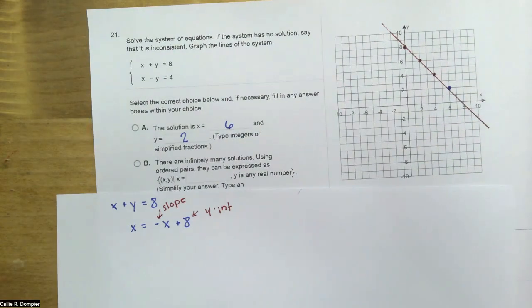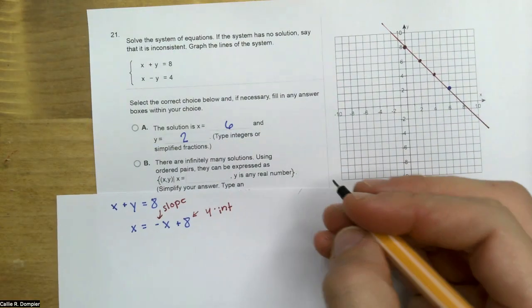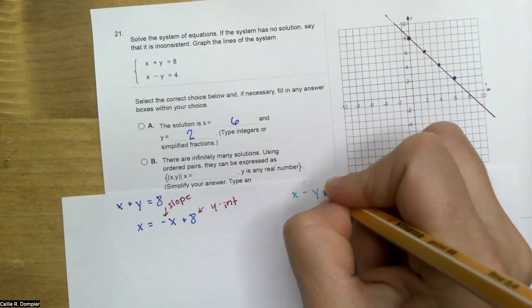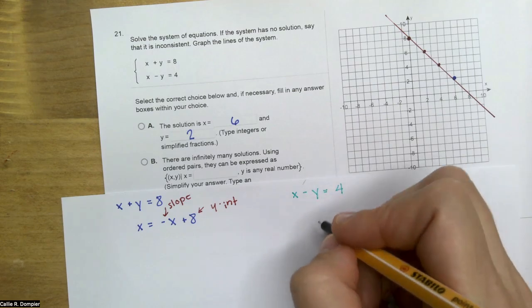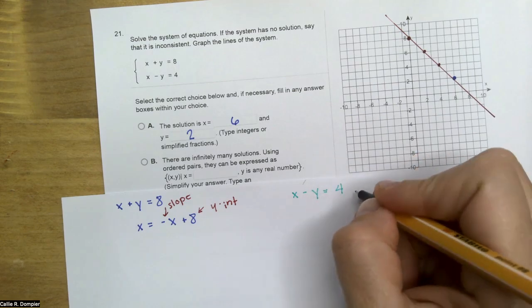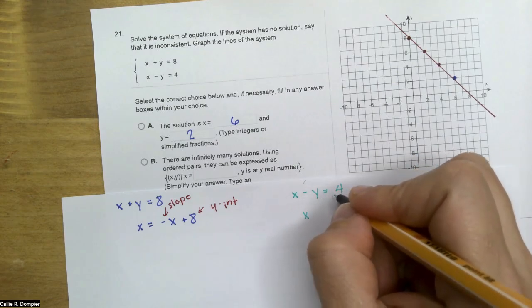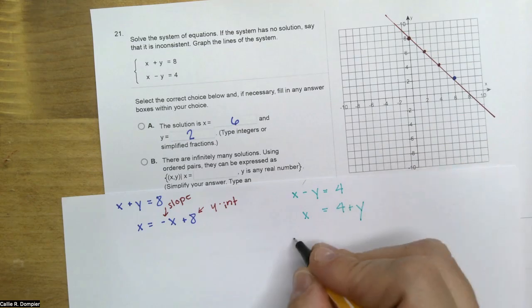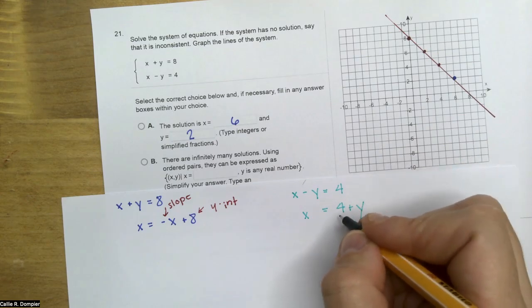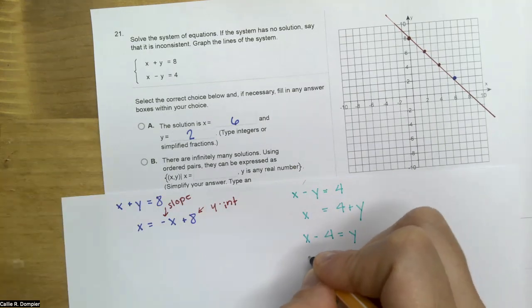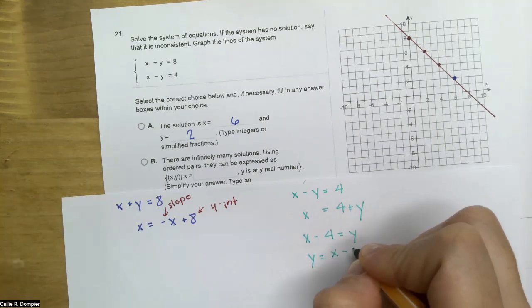So I would graph that. And then just take the second equation. It was x minus y equals 4. Solve it for y. I might move that y so I don't have to divide by -1. So I'm going to move that y over. I'm subtracting y, so I'm adding to both sides. Y equals 4 plus x. Now I'm going to subtract that 4 from both sides. X minus 4 equals y, or y equals x minus 4.